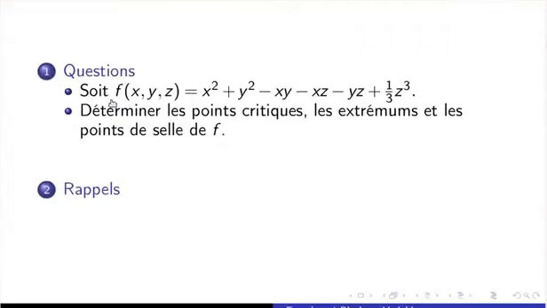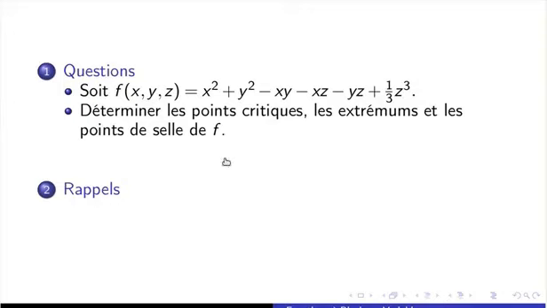Consider the function with three variables, f(x, y, z) equals x² plus y² minus xy minus xz minus yz plus 1/3 z³. Determine the critical points, the extrema, and any saddle points of f.